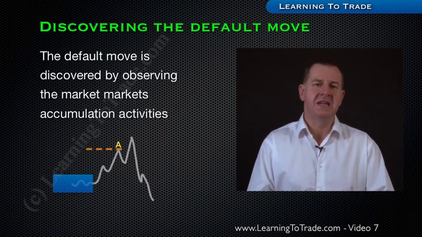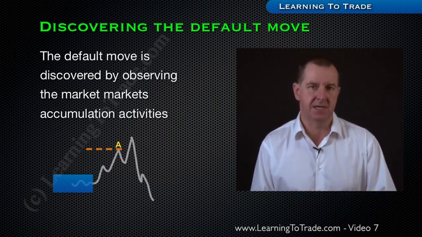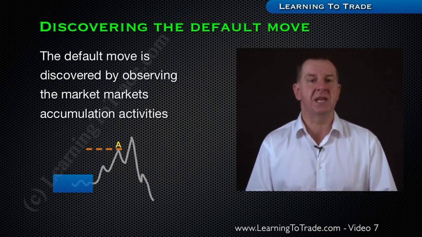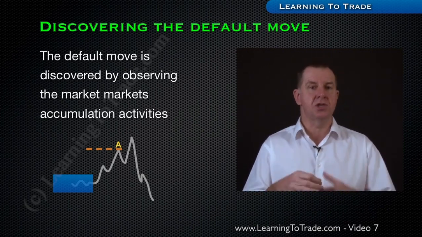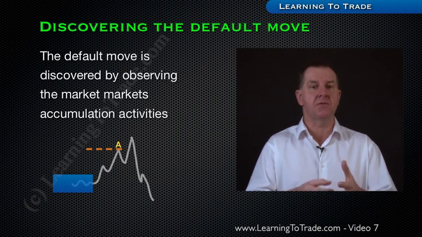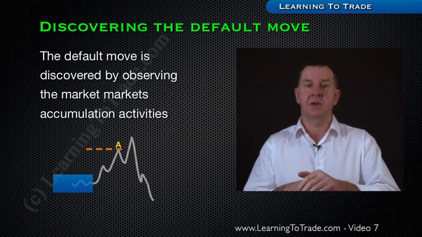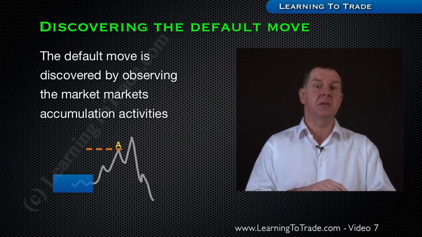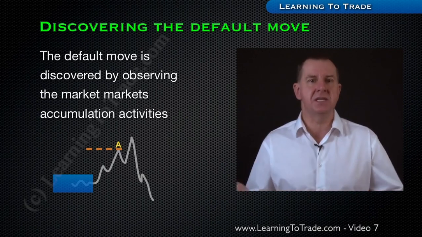Discovering the default move. The default move is discovered by observing the market maker's accumulation tactics. For example, if we were to observe manipulation that contains something like the running of buy orders, we could draw a solid conclusion that these buy orders would be adding to the overall accumulation operation currently in progress. It would make no logical sense and again be commercial suicide to be accumulating buy orders in one moment and in the next moment accumulating sell orders.